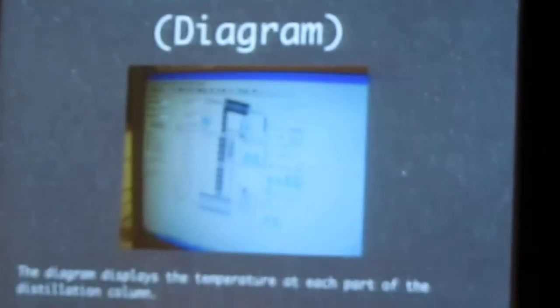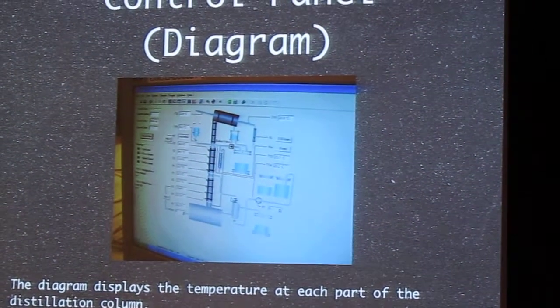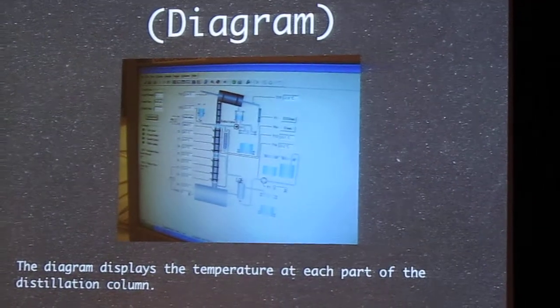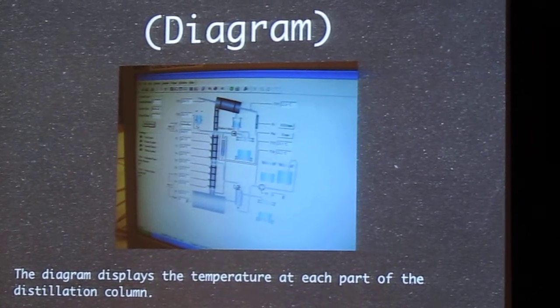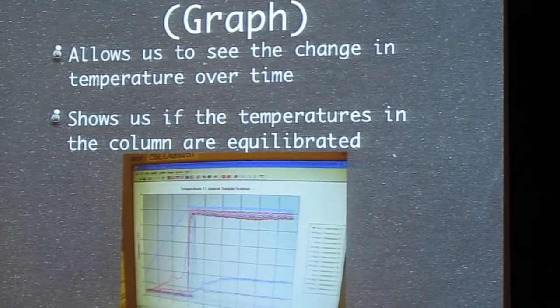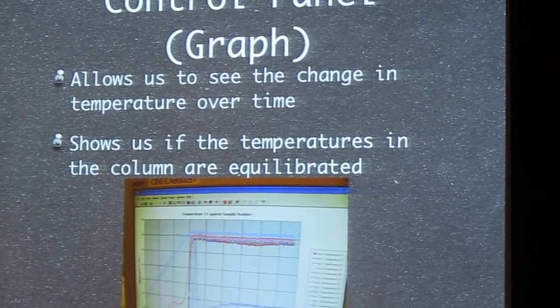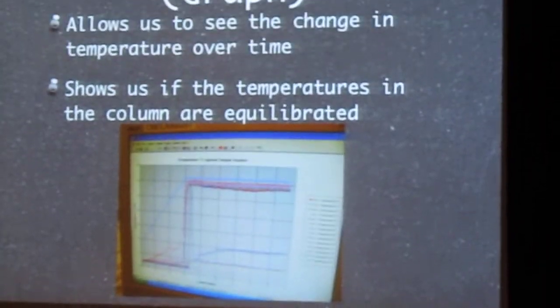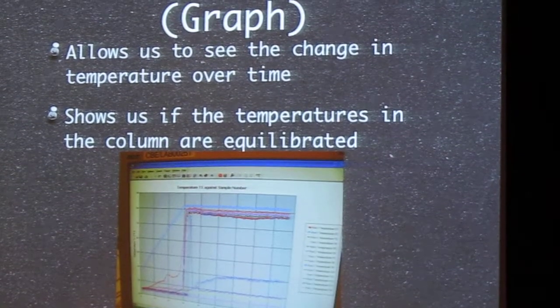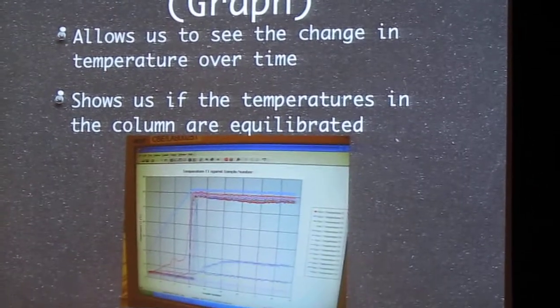Okay, so this is a diagram of the control panel that is connected to a computer, and the computer will show the temperature of each part of the distillation column updated in real time. The other part will be the graph in the control panel, which will show us if the temperatures in the column are equilibrated. The reason why we need these temperatures to be equilibrated is so that we can carry out tests on the purity of the alcohol without any changes.